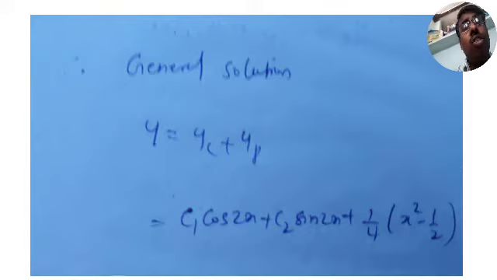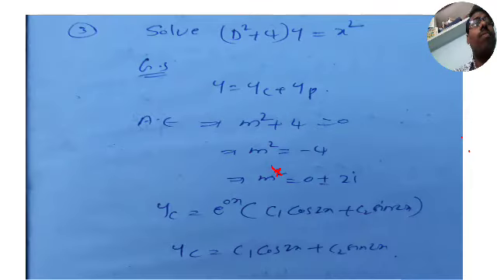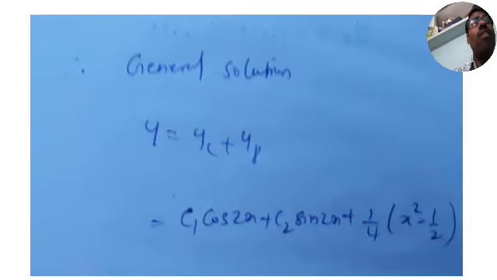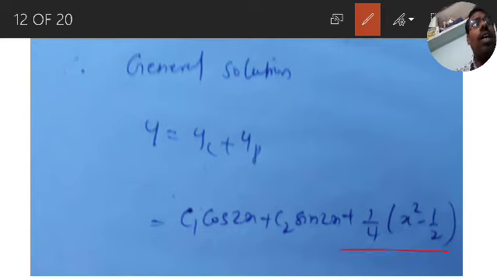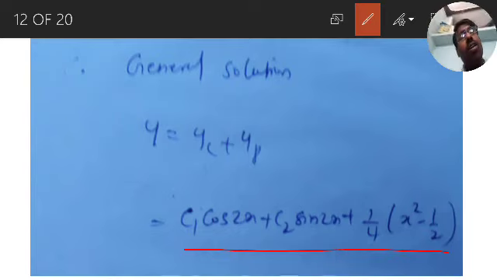Therefore, the general solution becomes y equal to yc plus yp. The yc we got, the yp we got. Now the general solution is y is equal to c1 cos 2x plus c2 sin 2x plus 1 by 4 into x square minus 1 by 2. So this is what we got. The third problem we solved.